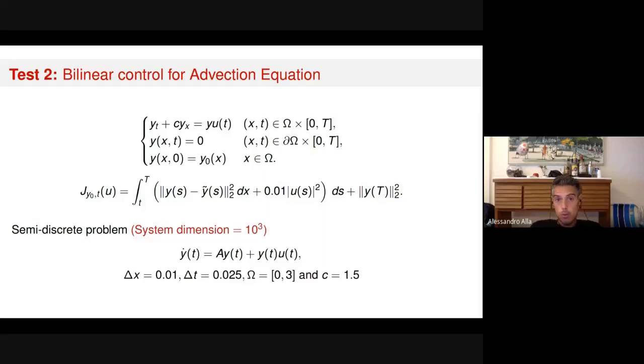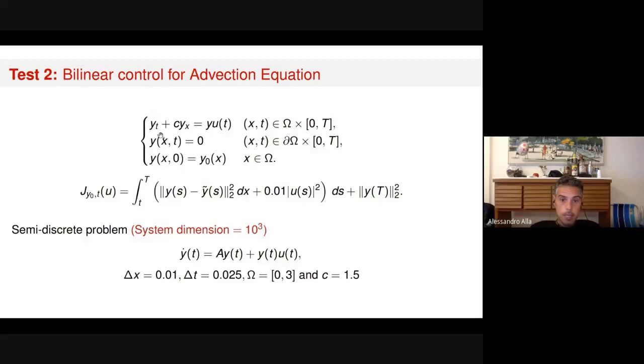Now we switch to the control of PDE. In particular, here we are doing bilinear control of advection equation. So when we discretize the partial differential equation, here we have a problem of dimension 1000. So it's still not yet large scale, but it's very large.